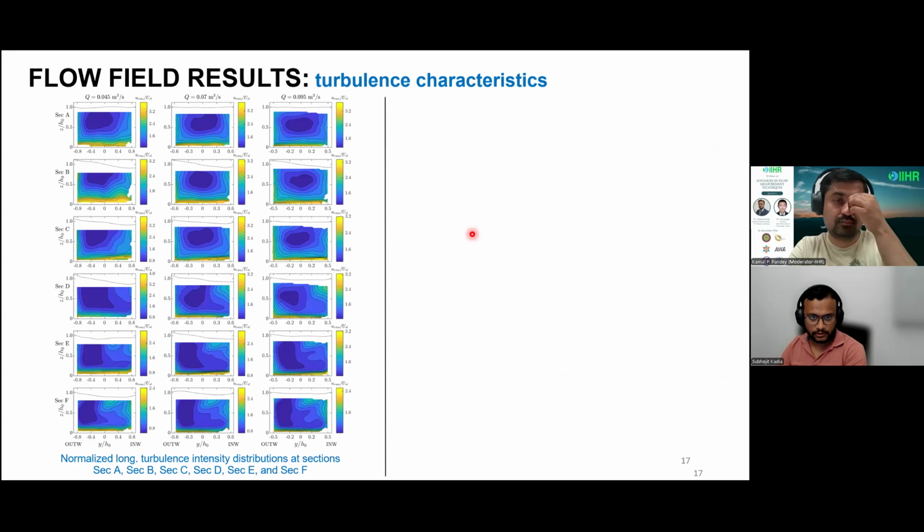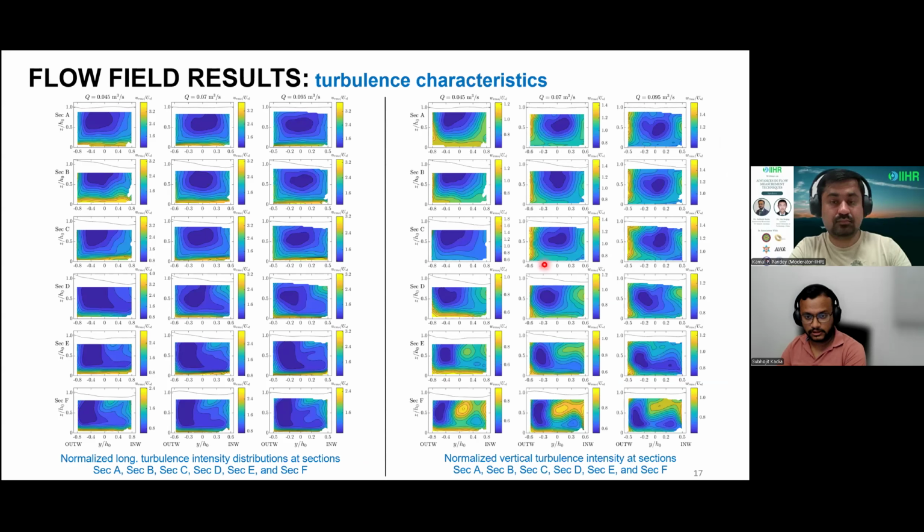Some more results about the turbulent intensity, longitudinal turbulent intensity. Now, if we recall the secondary currents and the components from the previous slide, we can see the turbulent intensity is changing due to the secondary currents of type 1. In the high momentum fluid, we can see lower longitudinal turbulent intensity, and due to this horizontal component, again, the turbulent intensity is changing. Similarly, vertical turbulence intensity is also closely interrelated to the secondary currents.